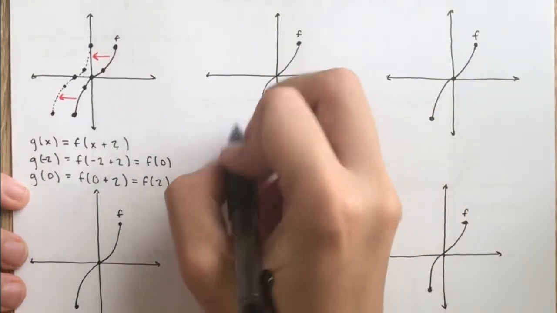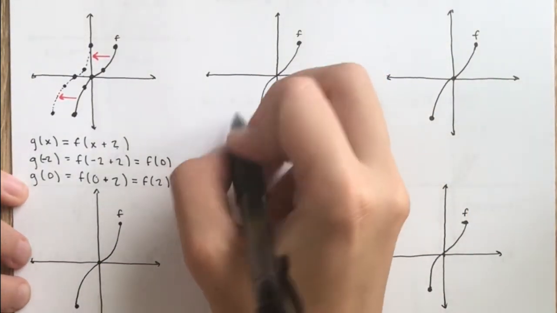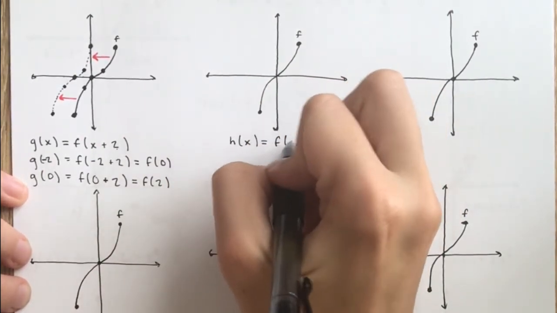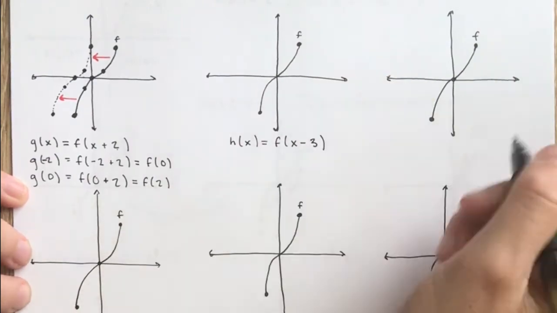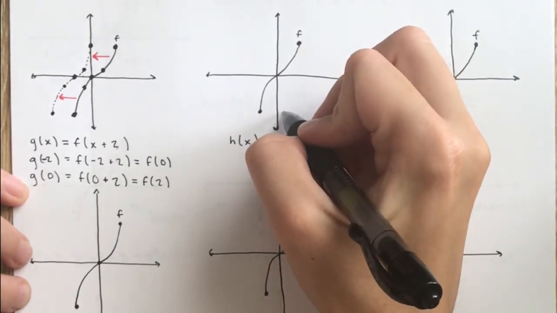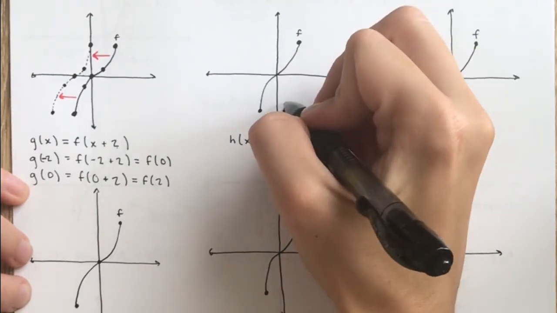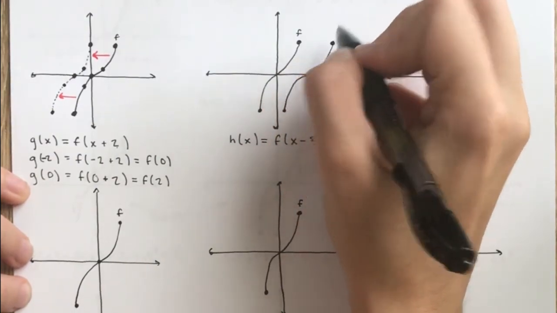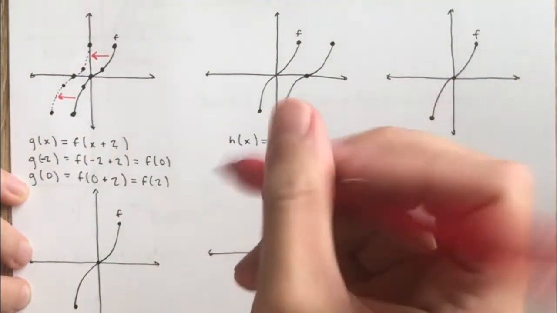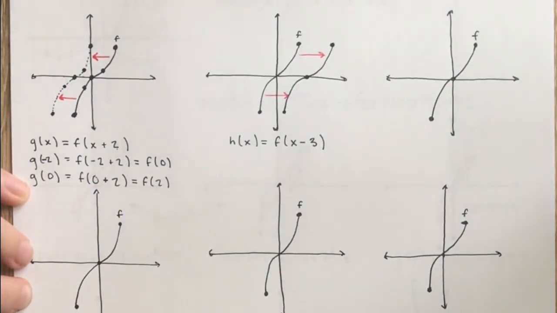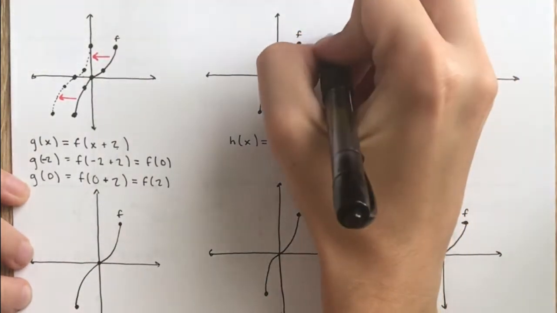When we look at, let's say, h of x equals f of x minus 3, the opposite is going to happen, and we're going to actually end up shifting to the right. So our graph will look like this. This is h.